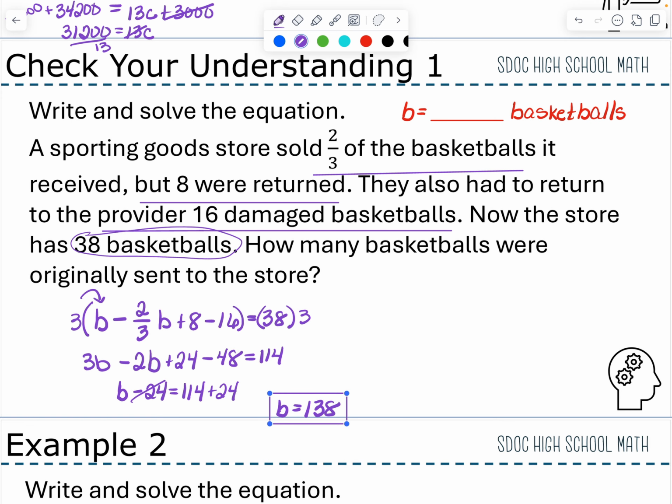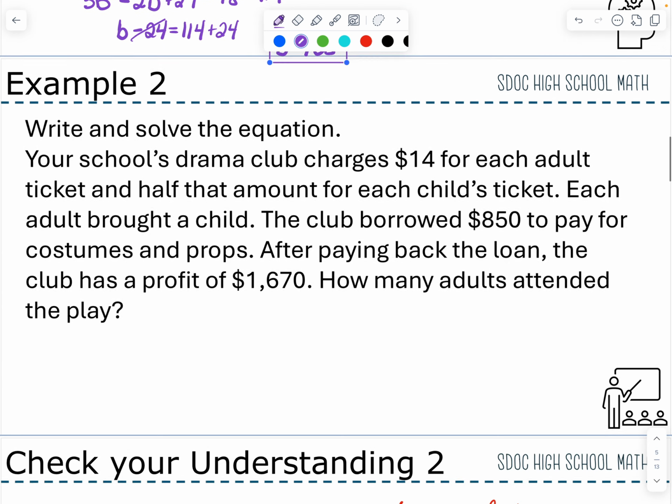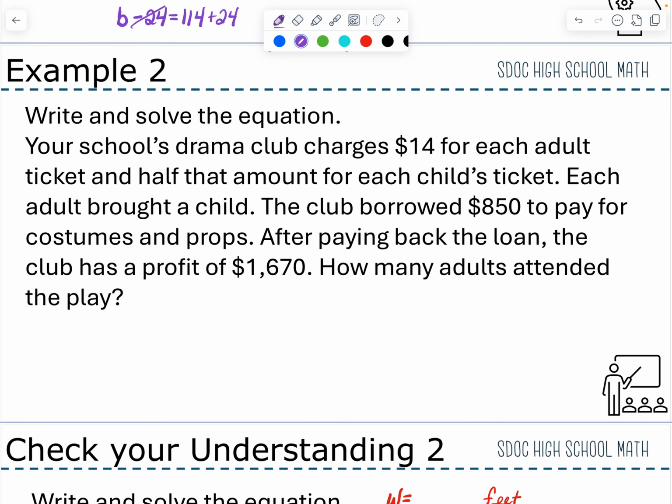Now, let's go on to example 2. Now on example 2, write and solve the equation for the school drama club. So the school drama club charges $14 for each adult ticket and half the amount for each child's ticket. Each adult brought a child. The club borrowed $850 to pay for the costumes and props. After paying back the loan, the club has a profit of $1,670. How many adults attended the play?